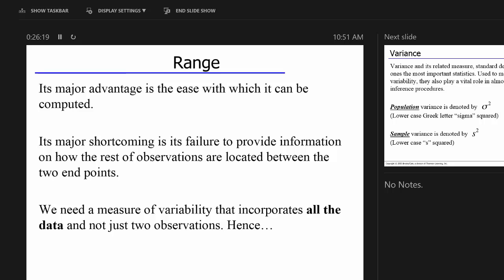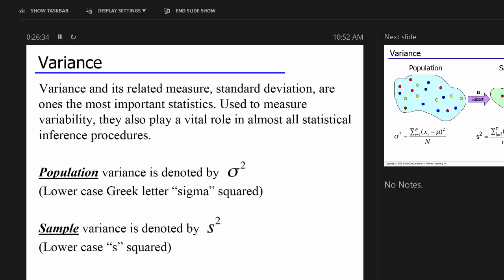Shortcoming is it fails to provide information about the majority of data points. You can have 200 data points and it only cares about 2, right? On the far right and on the far left, that's it. So the majority of data points will not have a say, so to speak. So instead of that, statisticians compute something that's called a variance.